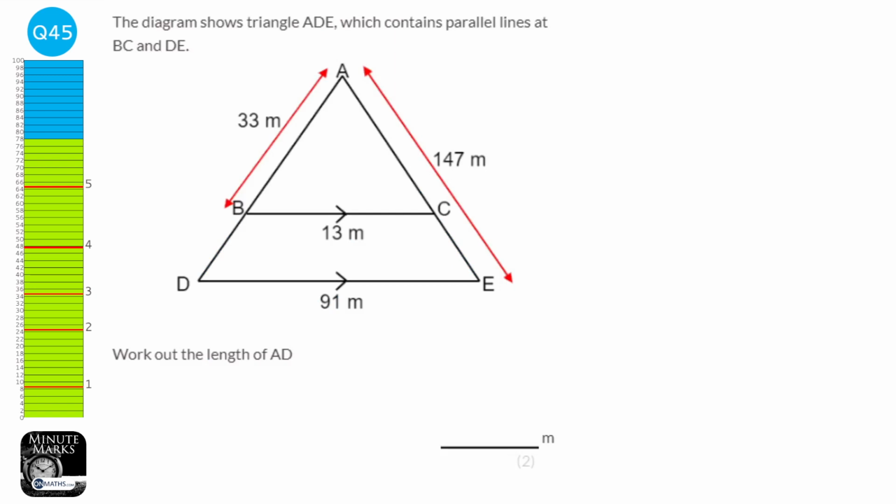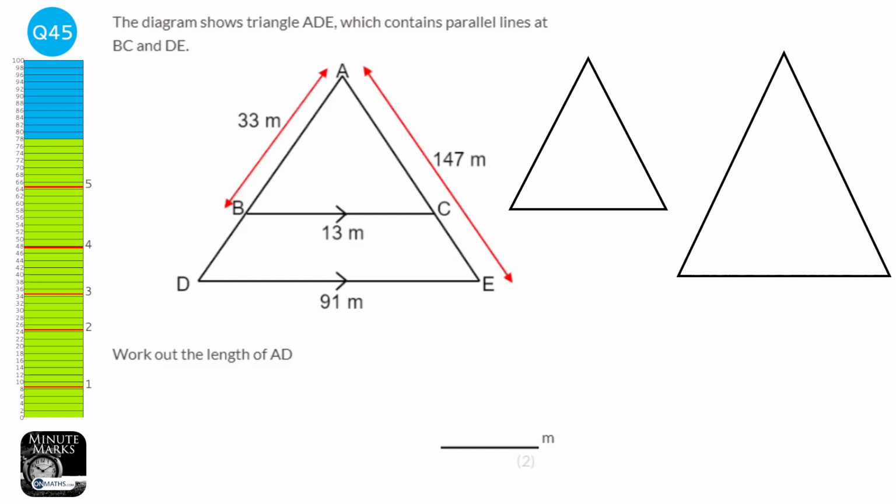I'm going to draw out the two triangles that we have here just separately, and so we can see a little bit clearer about what's going on. And it's actually good advice to draw them separately. And so here we've got AB, which is 33 meters. And this other triangle is ADE. Should probably have labelled that on. And we've got the 91 there, and we've got 13 there, and then we've got 147 here. I think that's all. And we're asked to find length AD.